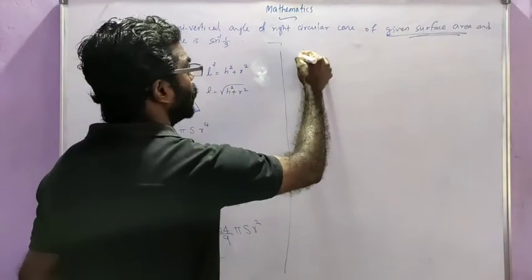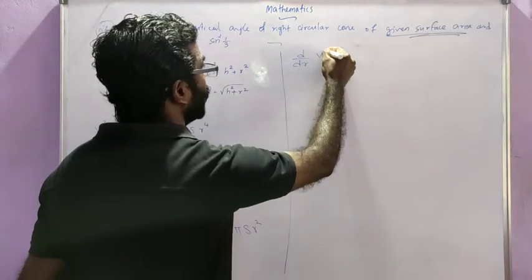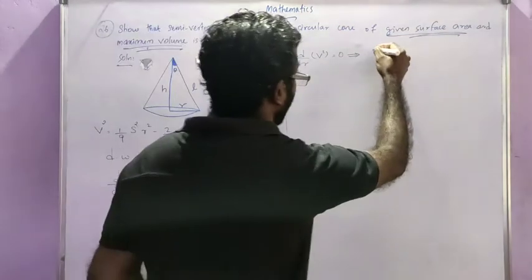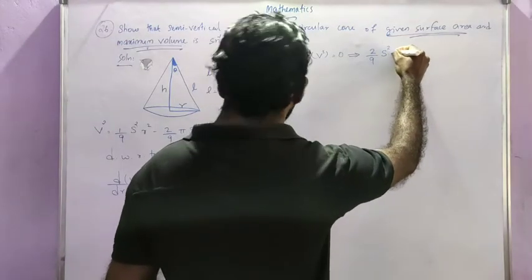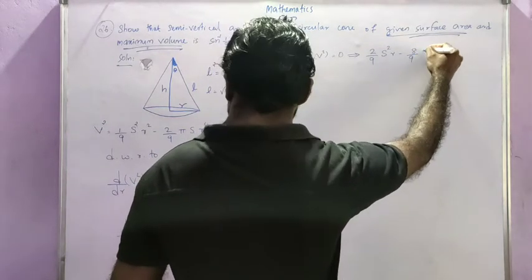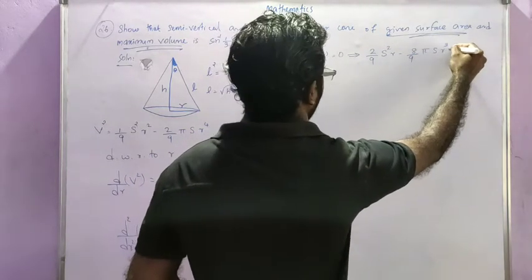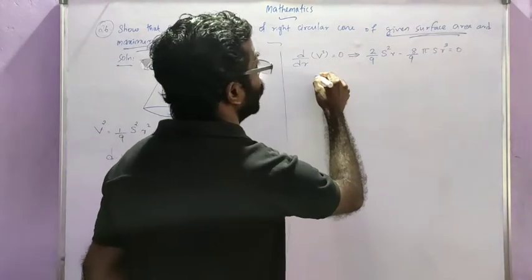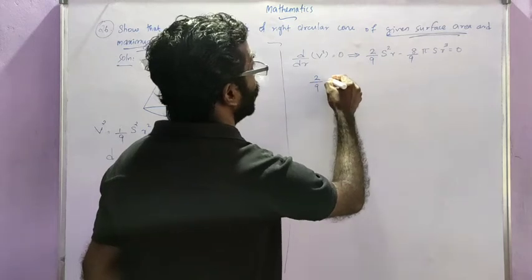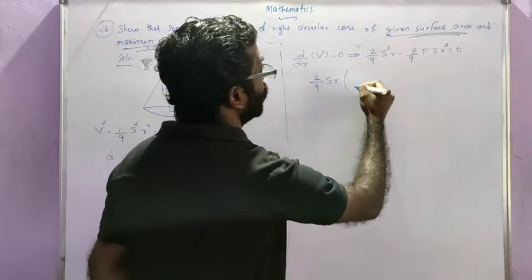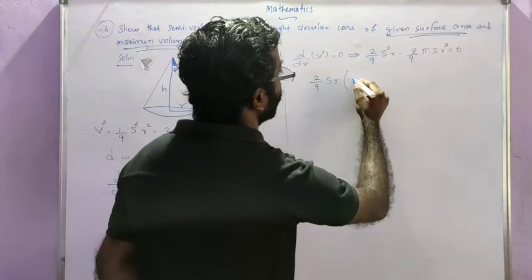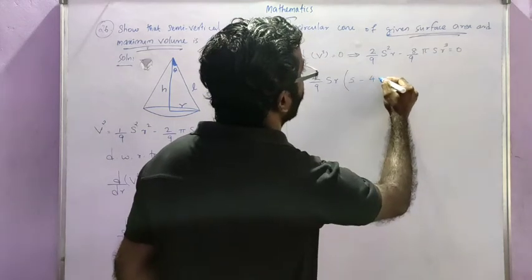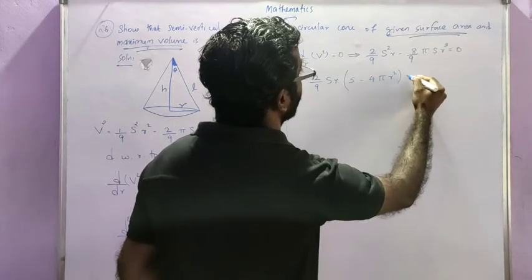Okay. So d by dr of v square equal to 0 implies 2 by 9 s square r minus 8 by 9 pi s r cube equal to 0. Here we can take 2 by 9 s r common. Here the remaining is s, then minus 4 pi r square, which is equal to 0.